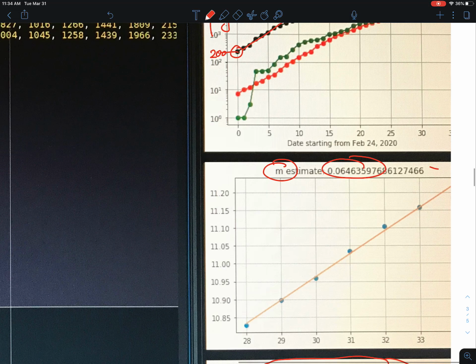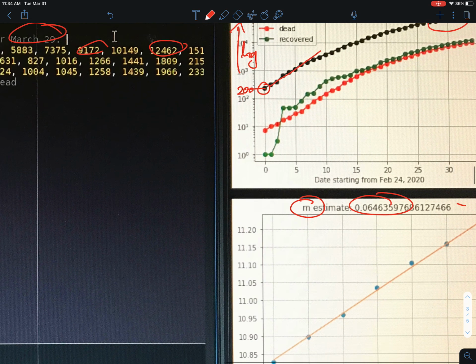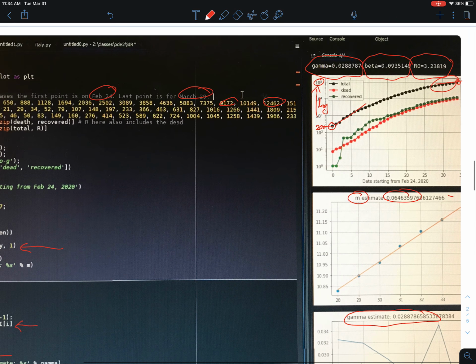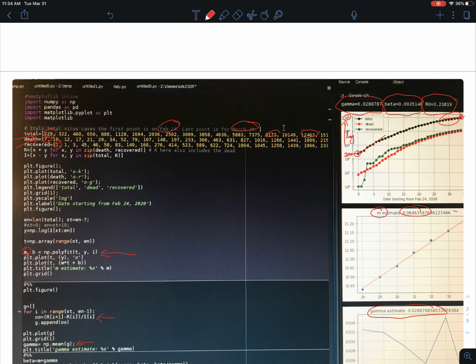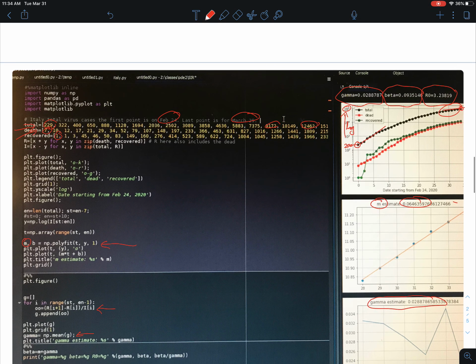Here I just used least squares, a standard method to fit a best fit line through a bunch of data. You can see it looks like a reasonable fit here. So this is the code here to find the M.